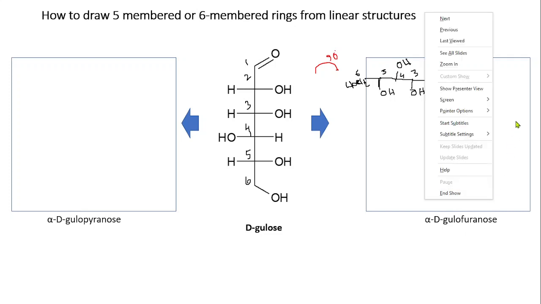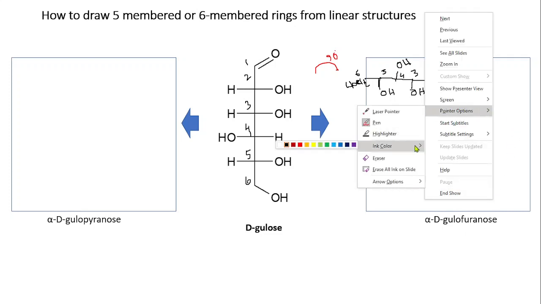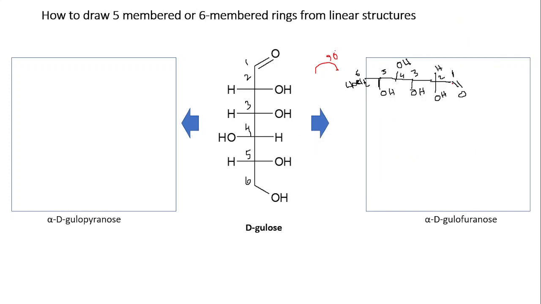Let's count and see which OH will form a furanose here. We'll start with this one: 1, 2, 3. This definitely won't do it. Let's start again: 1, 2, 3, 4. This won't do it either. So 1, 2, 3, 4, 5. One more time: 1, 2, 3, 4, 5. So this is the OH that will do this job.